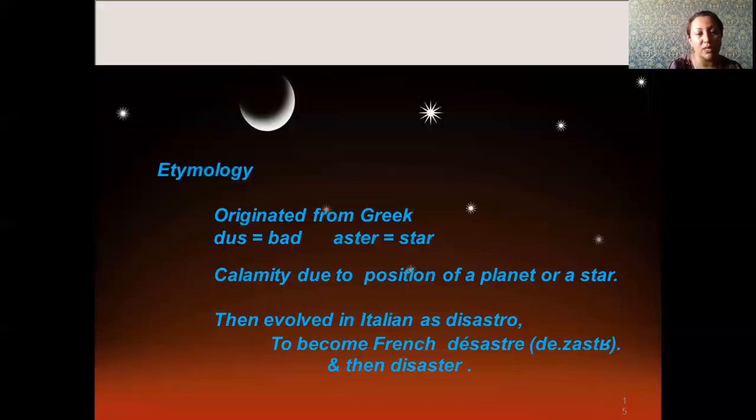Let's come to the etymology of the word disaster. Aster means a star, because the old version of the word belonged to Greek. Then it came to French, as we mentioned, and also to Italian. It became disaster. It gives the meaning of bad star, which has a negative meaning.